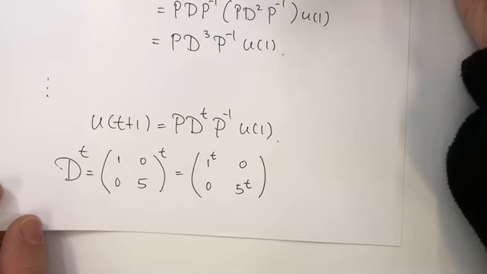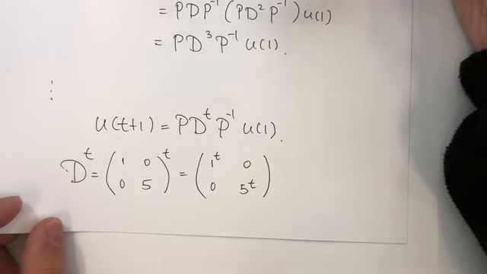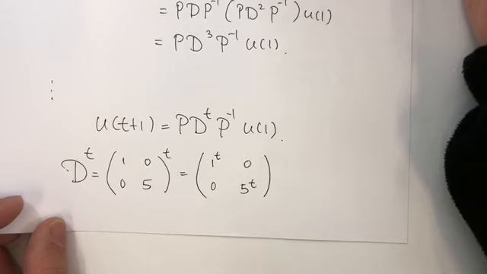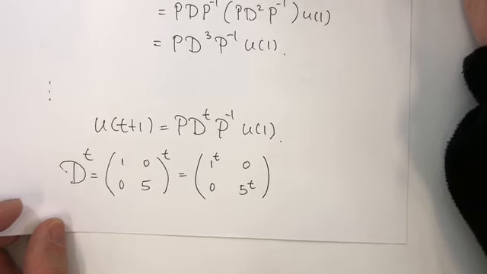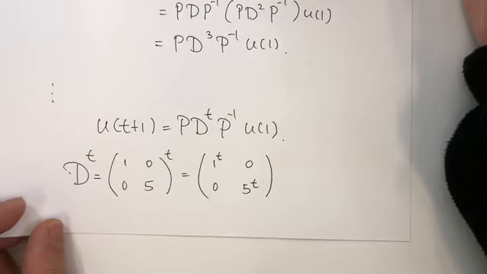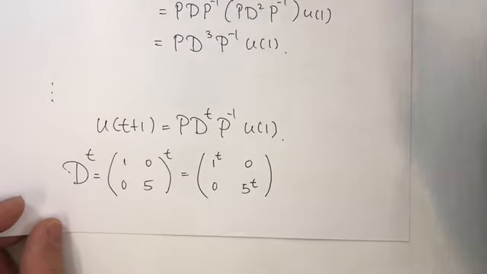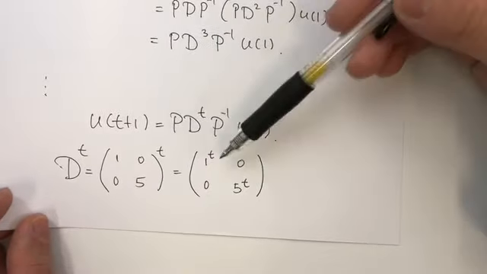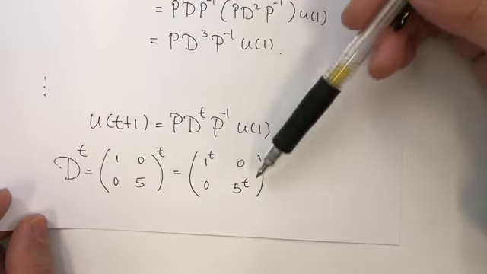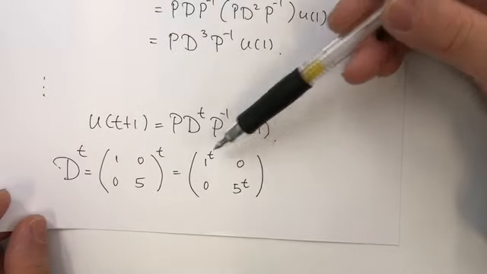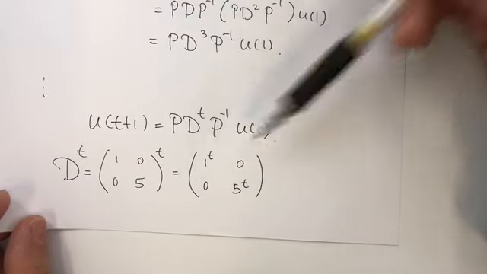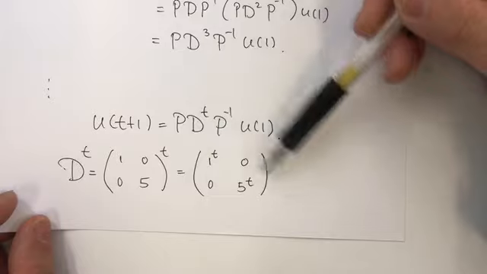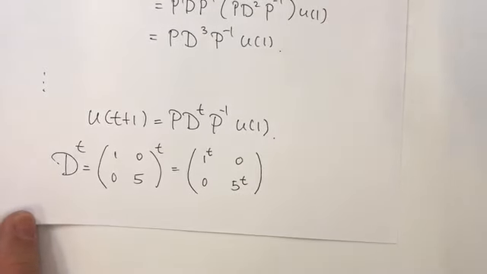Now, the benefit of writing this is that we do know what D to the power of t is. If you have a diagonal matrix and multiply it by itself multiple times, the result is pretty straightforward. For D to the power of t, if D is a diagonal matrix, then everything is still a diagonal matrix. Everything off the diagonal is still 0, and the diagonal entries are raised to the power of t. So we know that D^t is this.